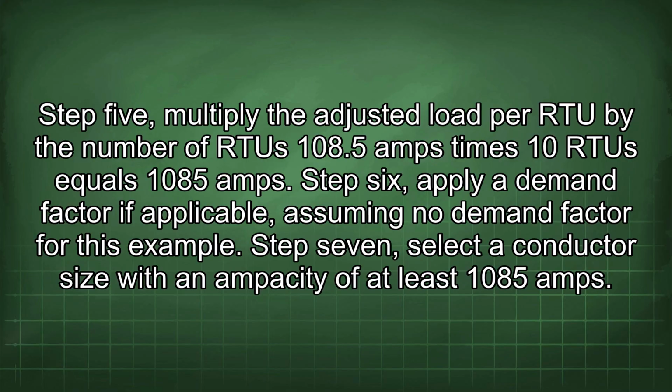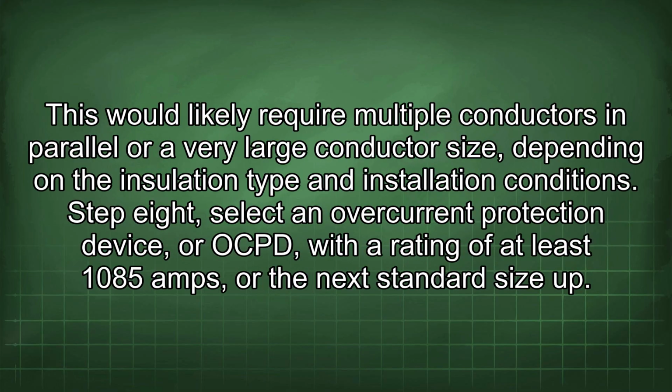Step 6. Apply a demand factor if applicable, assuming no demand factor for this example. Step 7. Select a conductor size with an ampacity of at least 1085 amps. This would likely require multiple conductors in parallel or a very large conductor size, depending on the insulation type and installation conditions. Step 8. Select an overcurrent protection device, or OCPD, with a rating of at least 1085 amps, or the next standard size up.